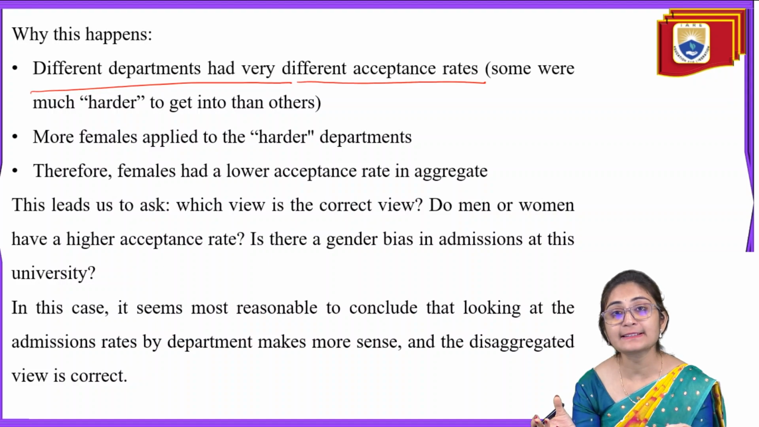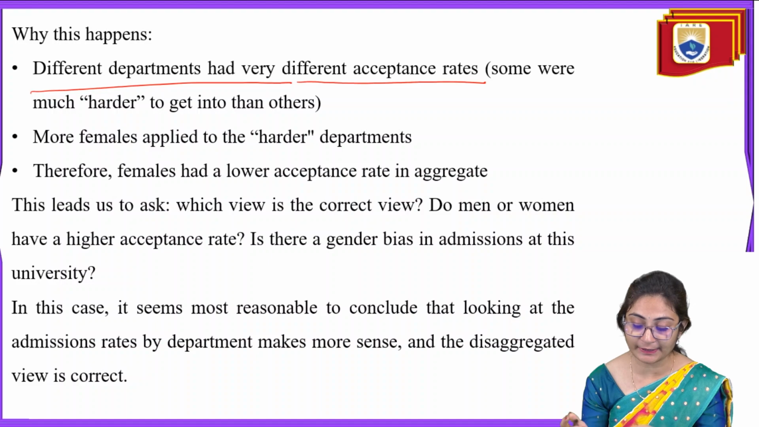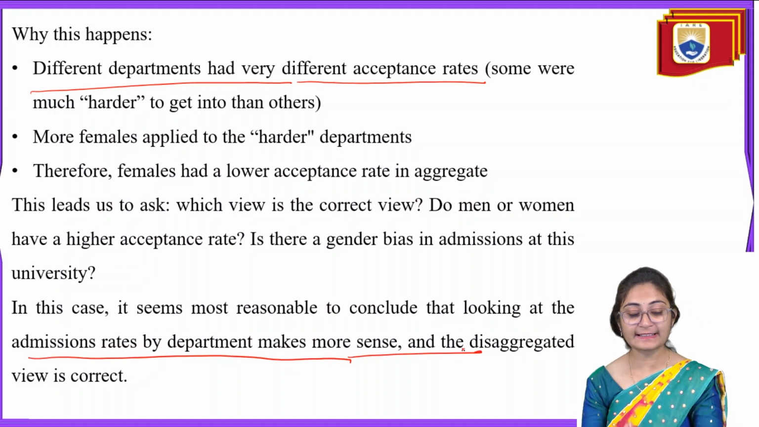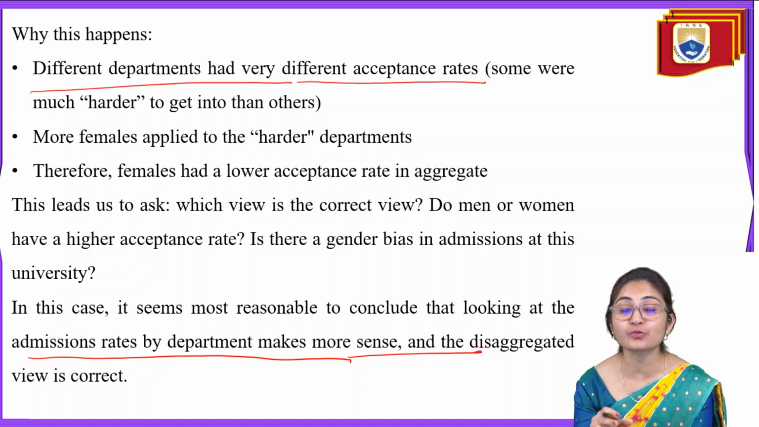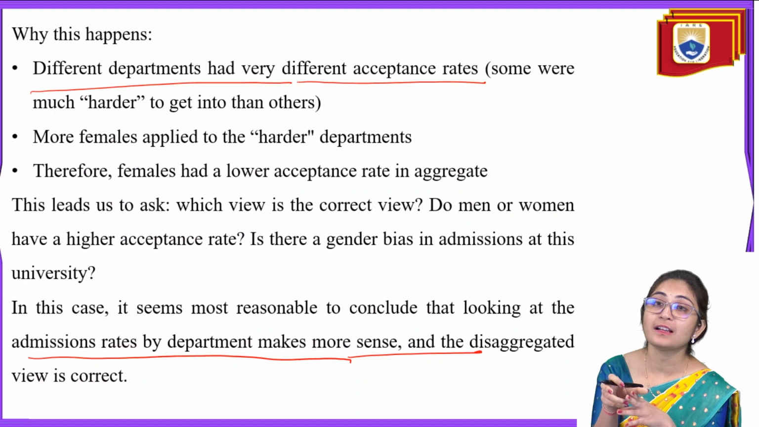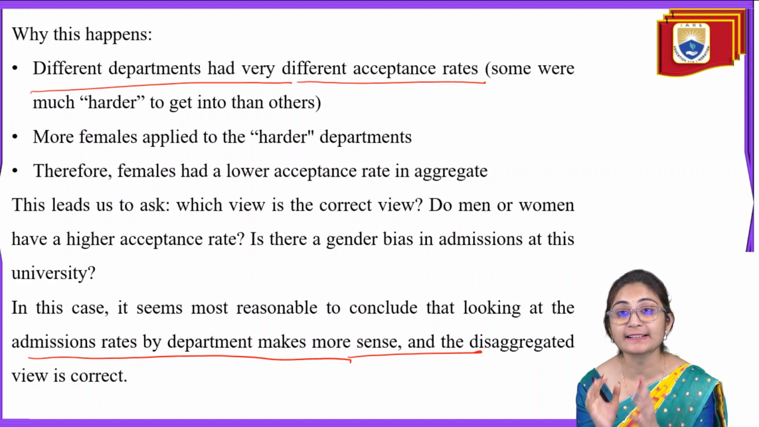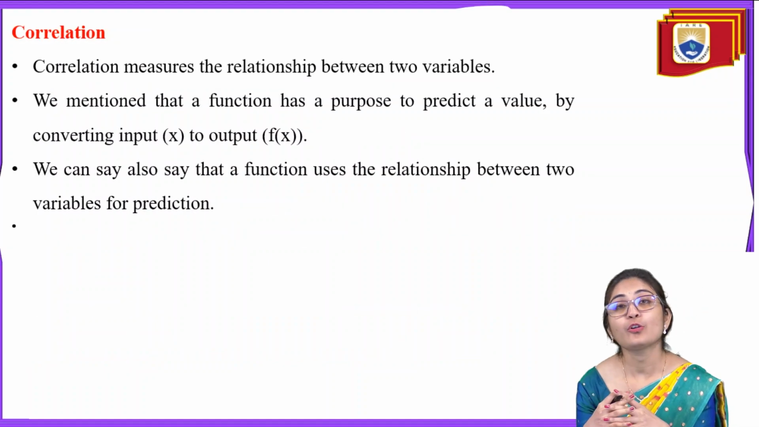In this case, it seems most reasonable to conclude that looking at admission rate by department makes more sense and the disaggregated view is correct. Actually, whenever you disaggregate your data, you get the correct point, the correct data. Now we will see correlation.